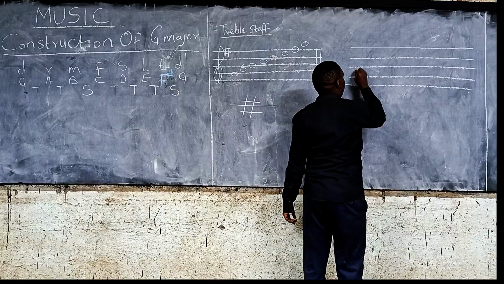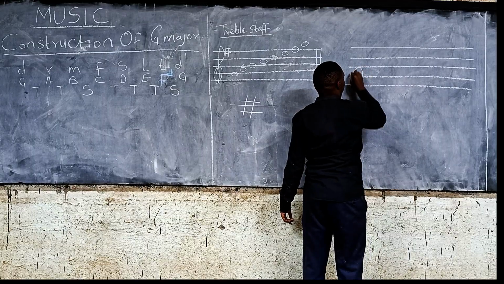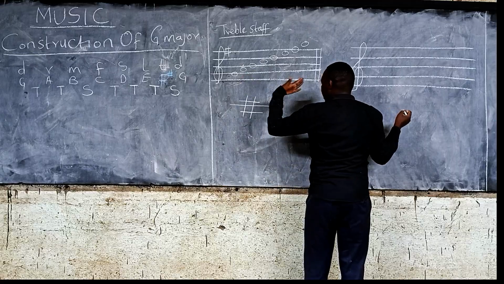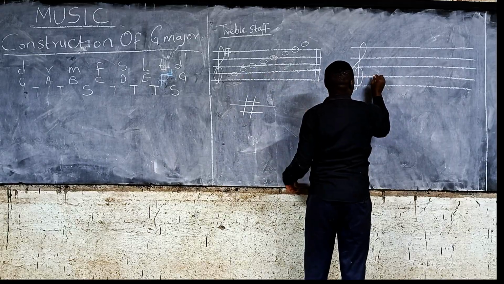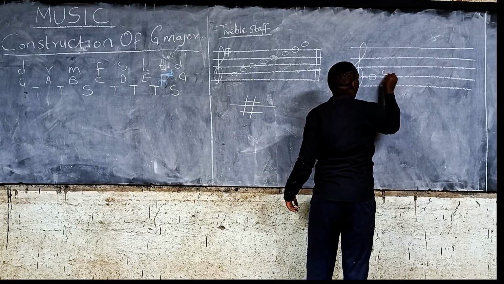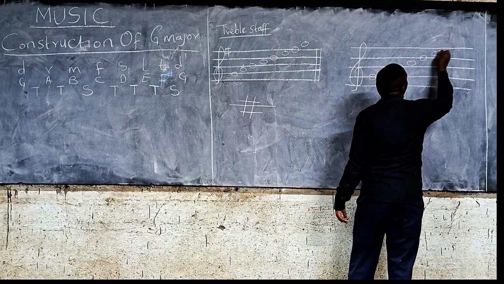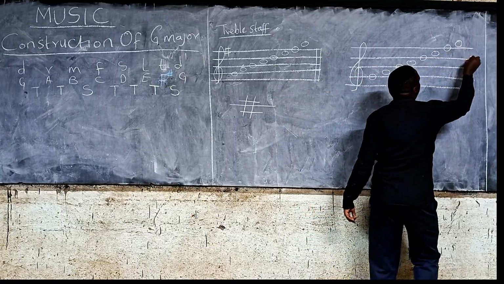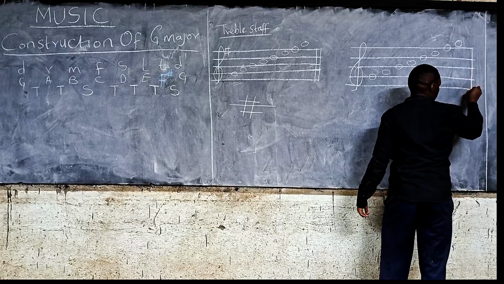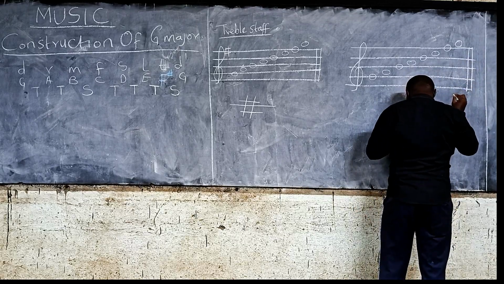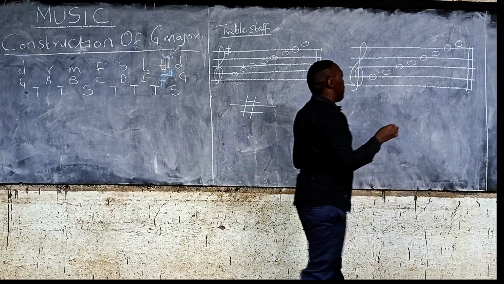And then we draw it as usual. Then we do it as we have done it here. Do, re, mi, fa, sol, la, ti, do. Then we close it with a double bar.